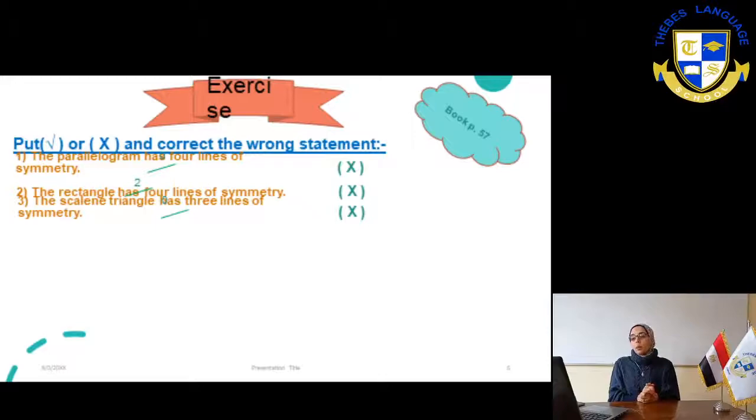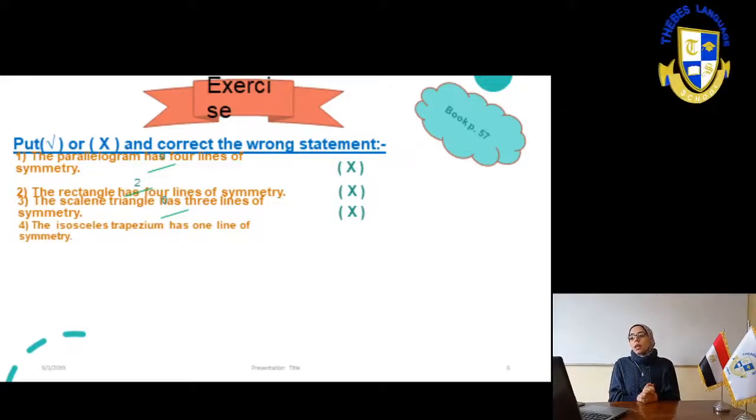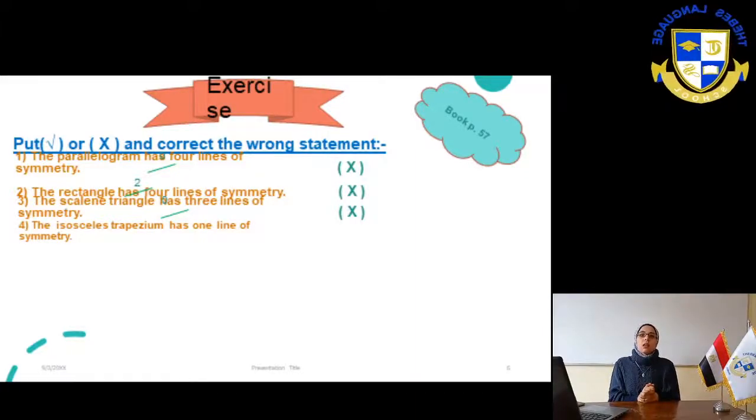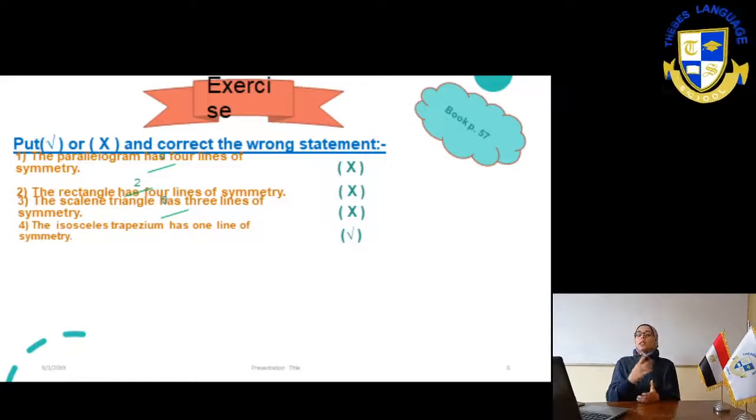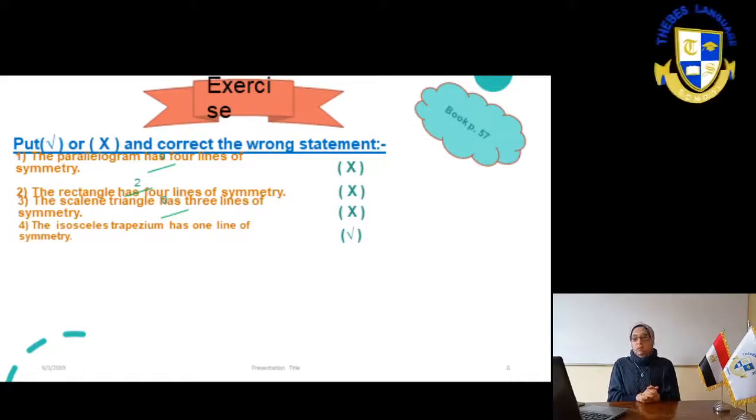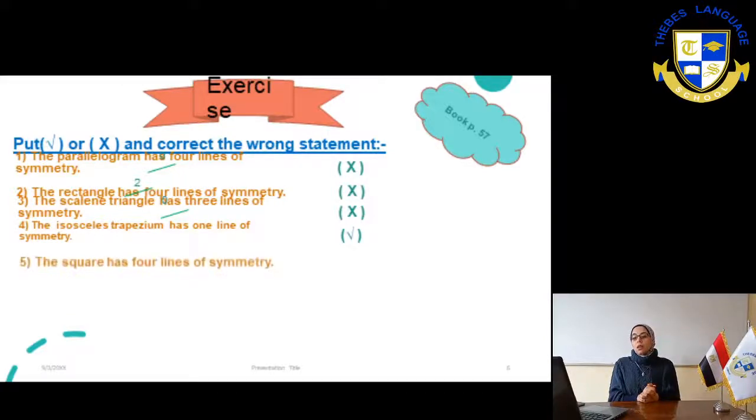Number 4, the isosceles trapezium has 1 line of symmetry. Yes, it's right. Isosceles trapezium and isosceles triangle have just 1 line of symmetry. Number 5, the square has 4 lines of symmetry. Yes, this is a correct statement. It's right. The square is the only figure which has 4 axes of symmetry.